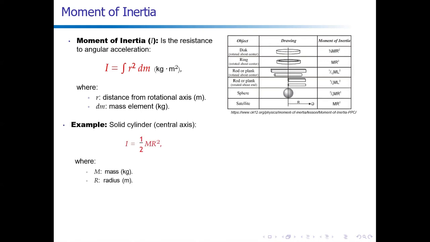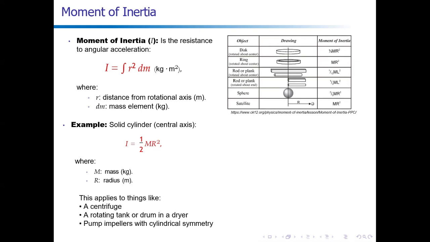Let's look at a practical example, like a solid cylinder, or a drum or a centrifuge spinning around its center axis. The moment of inertia is defined as I equals 1/2 multiplied by the mass multiplied by the radius squared. This is directly useful for cylindrical equipment like centrifuges, rotating drums, and pump impellers.